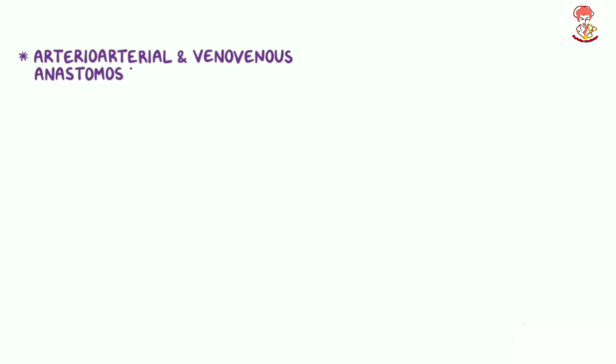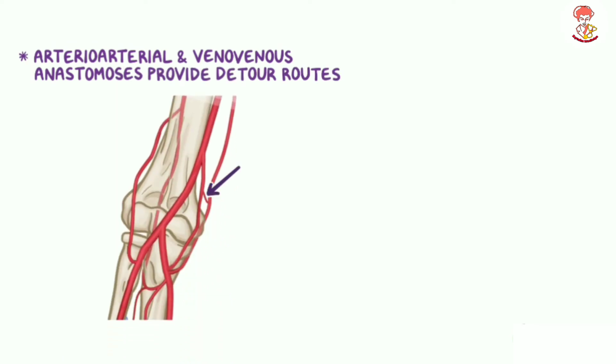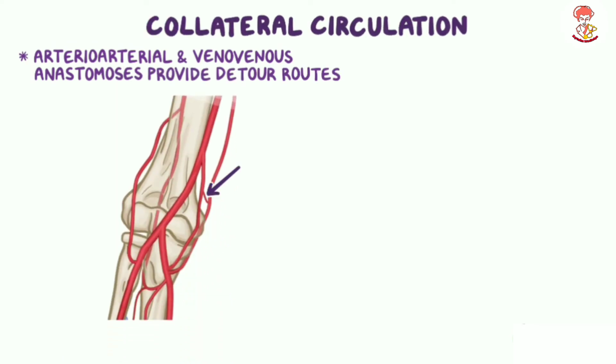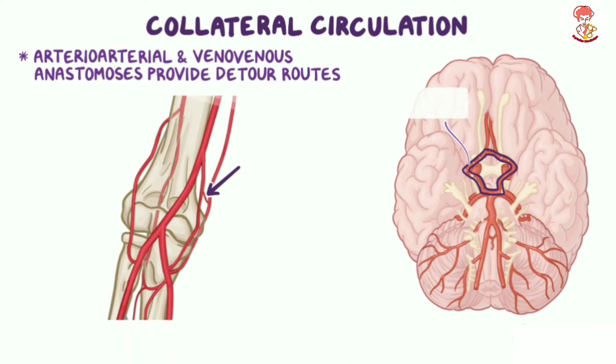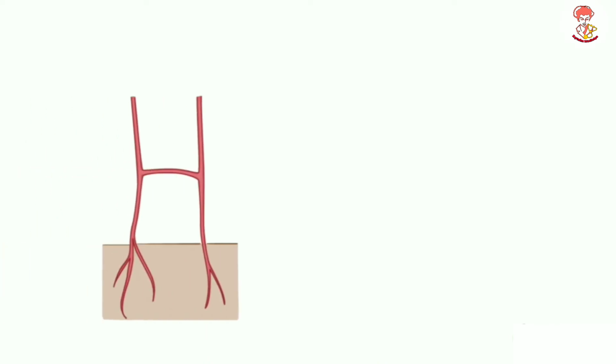to retain body heat. Now in some cases the main blood vessels supplying a tissue can become blocked. Here arterial and veno-venous anastomosis provide a possible detour route called collateral circulation to ensure structures distal to the blockage receive ample blood supply. An example of collateral circulation is the circle of Willis in the brain.